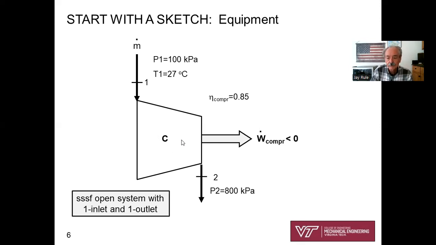Let's see, what else have I got? Notice here I'm showing W dot out. Now, common sense says that W dot is needed to run the compressor. That's why on my sketch I show W dot of the compressor is less than 0. That's the way I depict power required by the compressor. Our model is steady state, steady flow, open system, one inlet and one outlet.